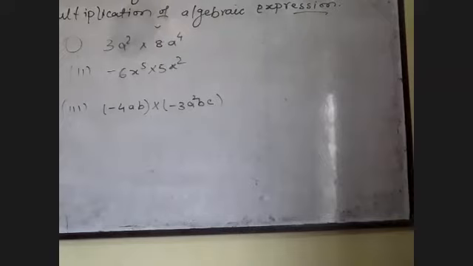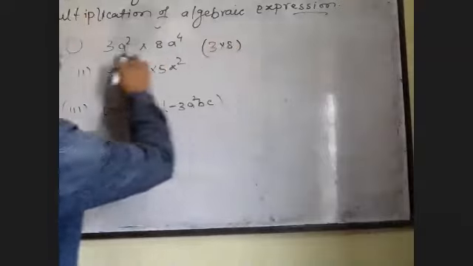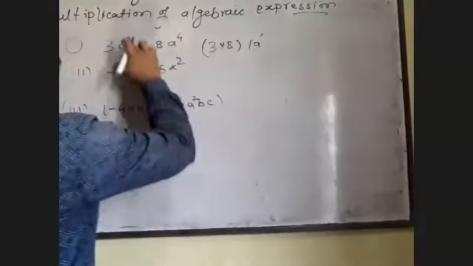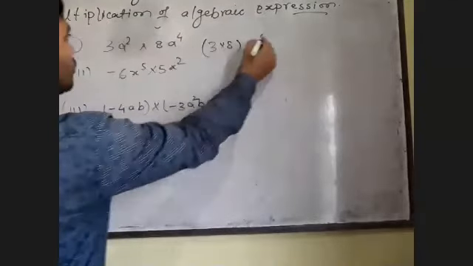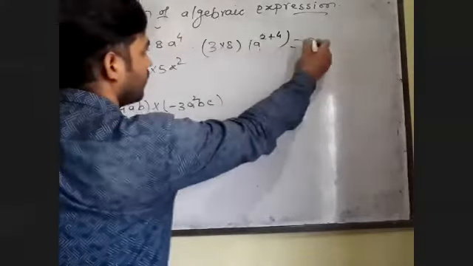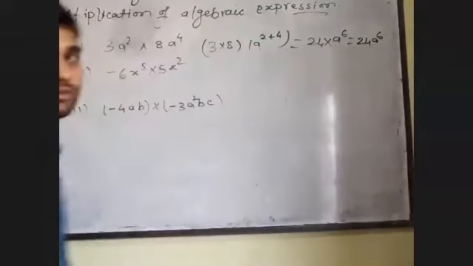Right answer. Next is solving. Let's say it is 3 multiplied by 8, and a to the power 2 plus a to the power 4. It becomes 24 and a to the power 6. So the answer is 24a to the power 6. Next.